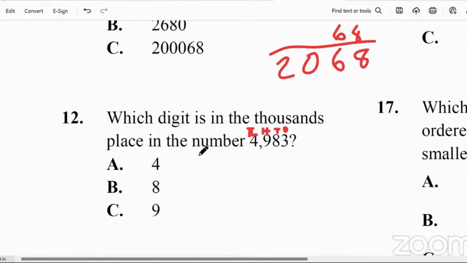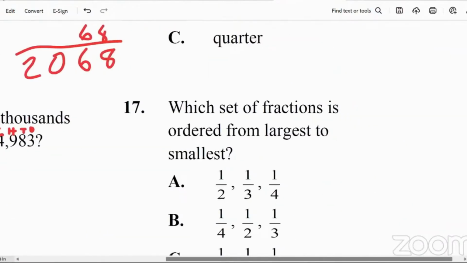Okay, so 4,983. The digit in the thousands place is 4. All right, so let's get to question 13, which is on the other side of the paper.